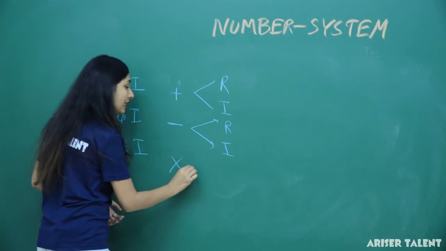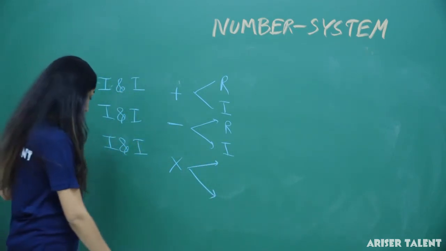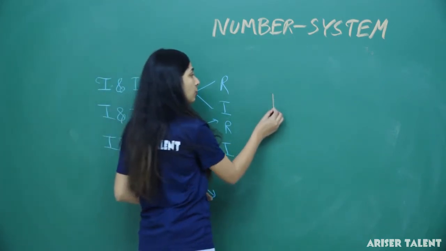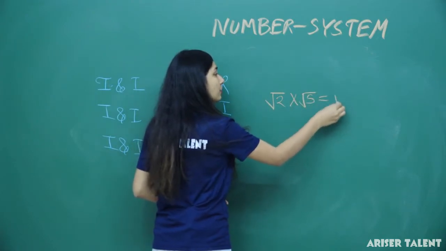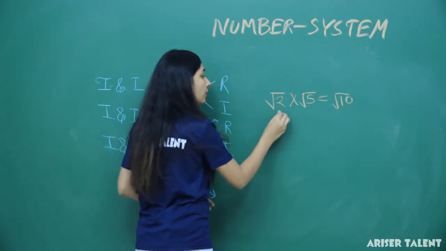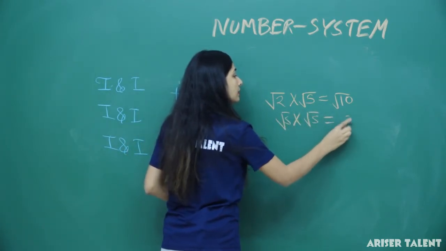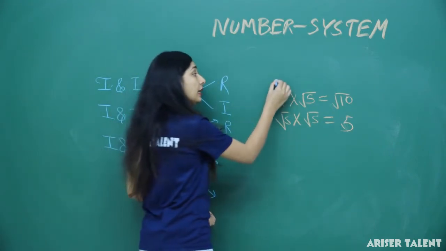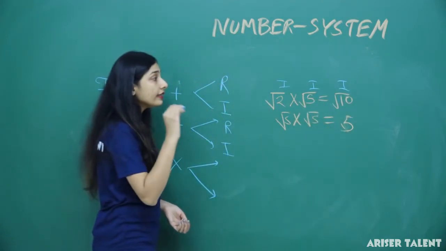In the case of multiplication, what can be the possibilities? If I tell you to multiply root 2 with root 5, that is going to give you root 10, and root 5 multiplied by root 5 is going to give you a simple rational number. So here I have irrational multiplying and giving me an irrational number.